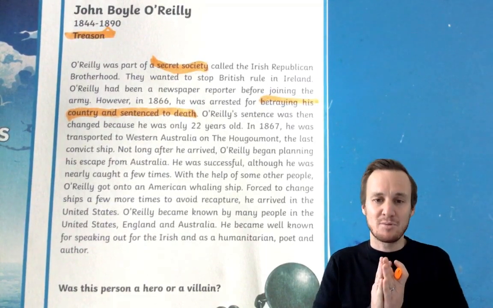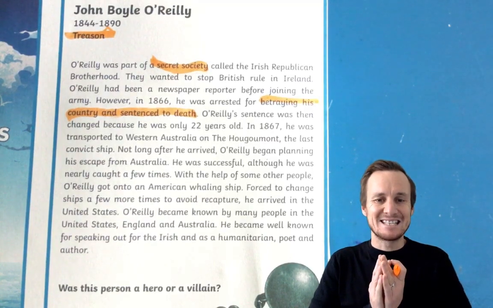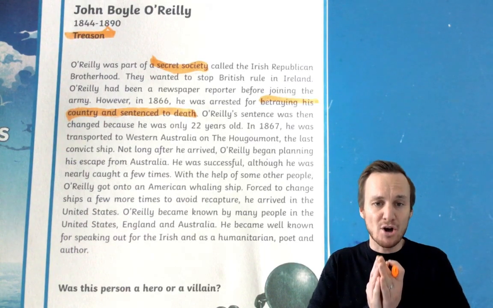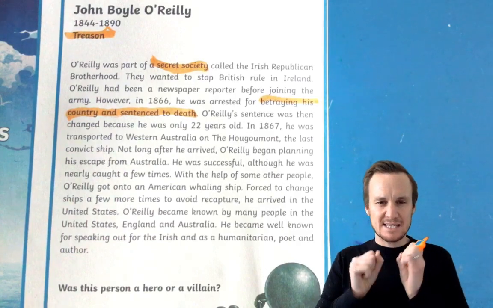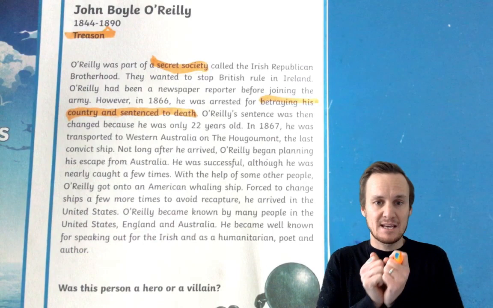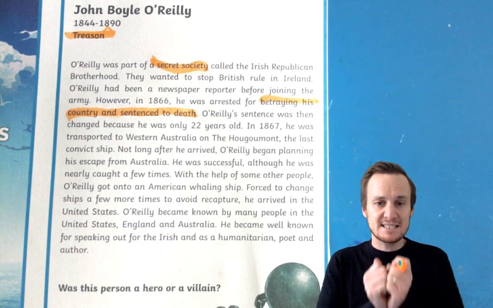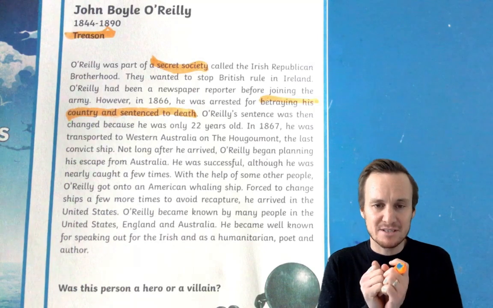Not going to be the important part that I have to remember. So, in 1867, he was transported to Western Australia on the Hougoumont, the last convict ship. Okay, let's think about that sentence and think what part is different to a normal convict. Ready? In 1867, he was transported to Western Australia on the Hougoumont.